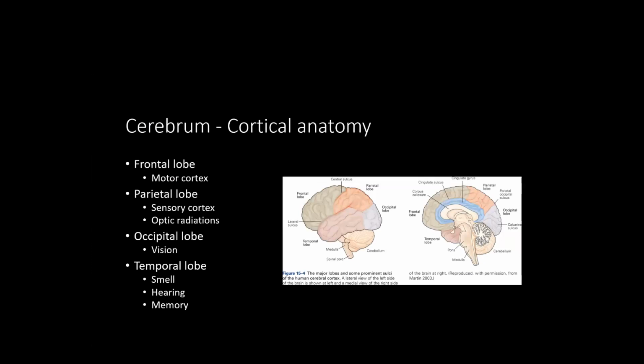The cerebrum is further divided into various lobes. These are the frontal lobe, which is predominantly housing the motor cortex, the parietal lobe, which we think of as holding sensory functions and the optic radiations for the visual system, the occipital lobe, which houses most of the visual pathways, and the temporal lobe, which has many functions, but most notably hearing and smell, and then memory is housed there.